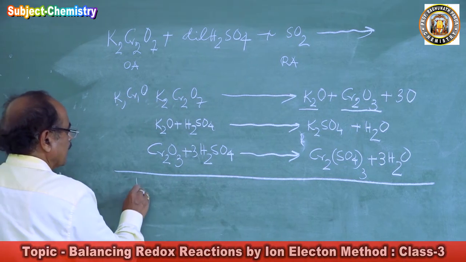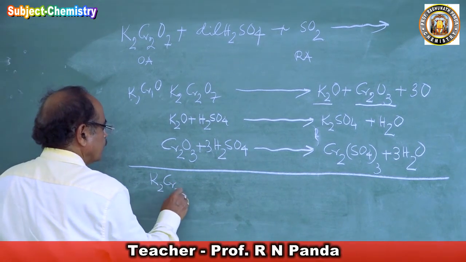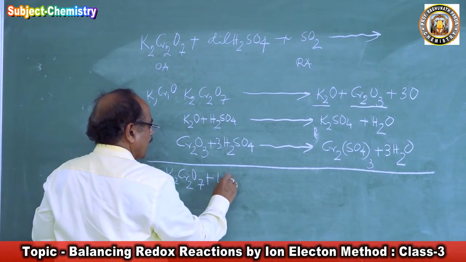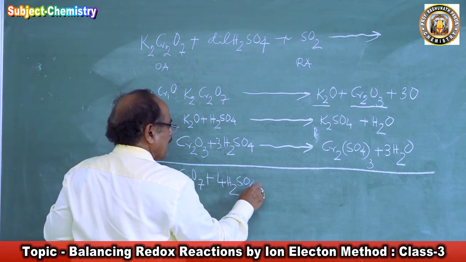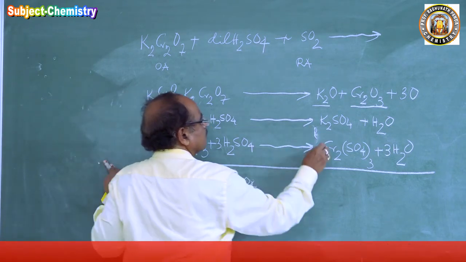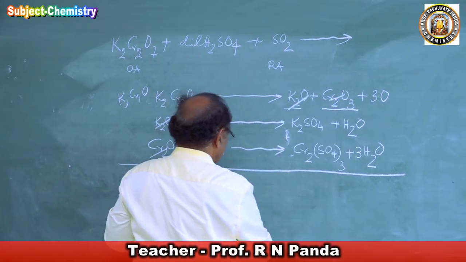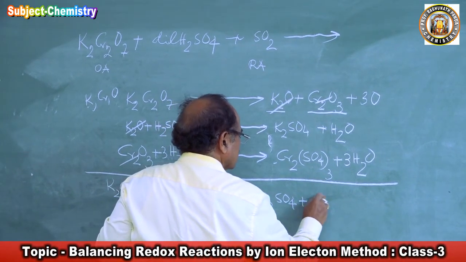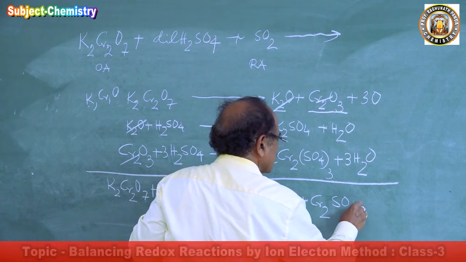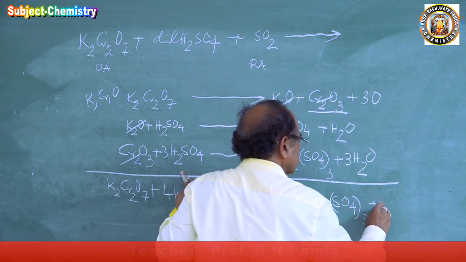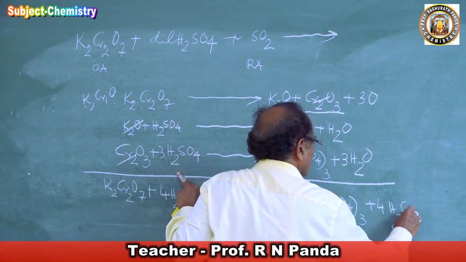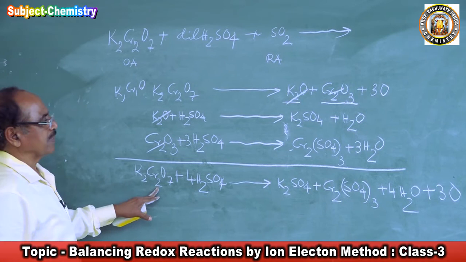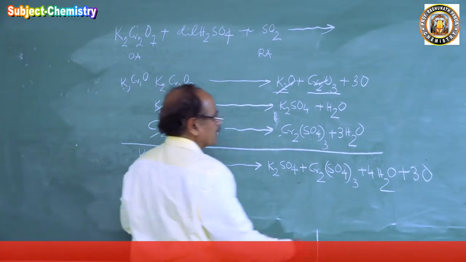So we get the equation K2Cr2O7 plus 4 sulfuric acid (3 plus 1), and we will cancel the equals. We get here potassium sulfate plus Cr2(SO4)3 plus 4 water plus 3 O. So this is the acidified potassium dichromate as an oxidizing agent. It gives us what? O.